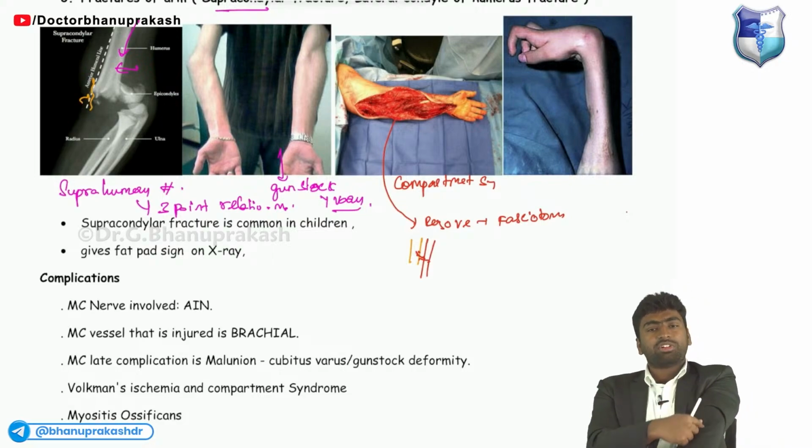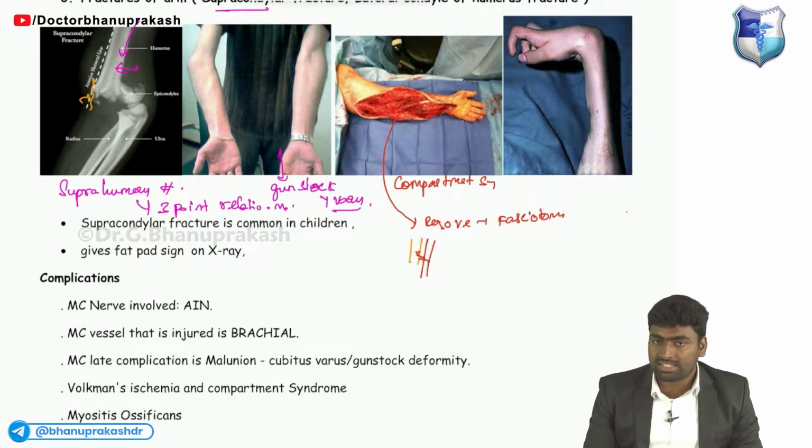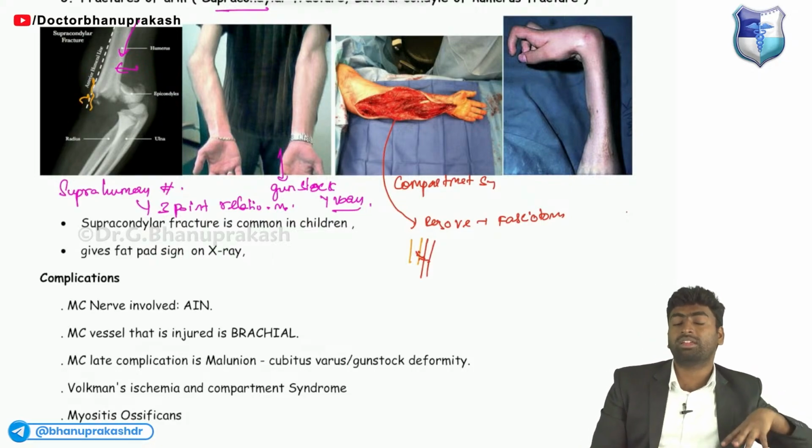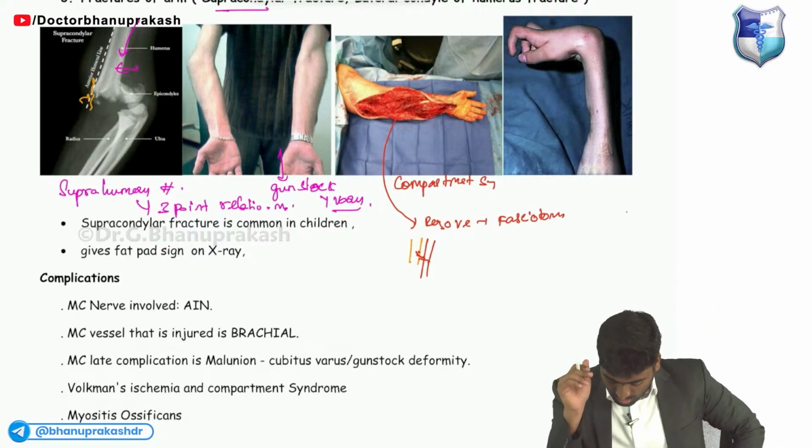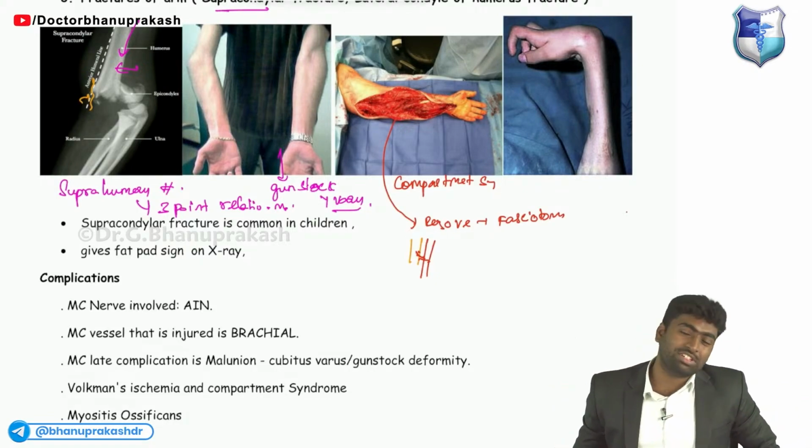We'll put an incision over the fascia and release the pressure. Usually the normal capillary pressure is 30. If it is more than 30, we'll call it compartment syndrome. Fine. And what is the first sign of this compartment syndrome?